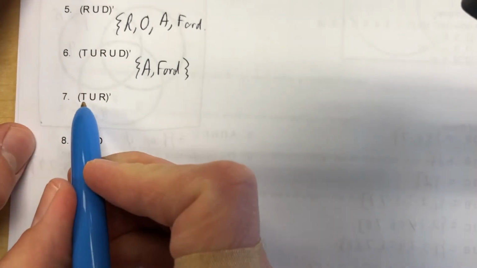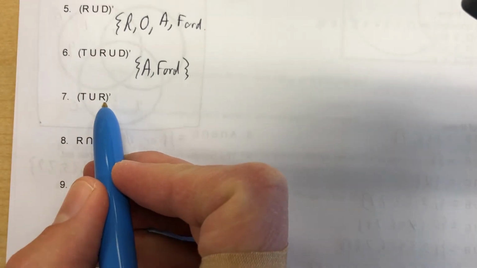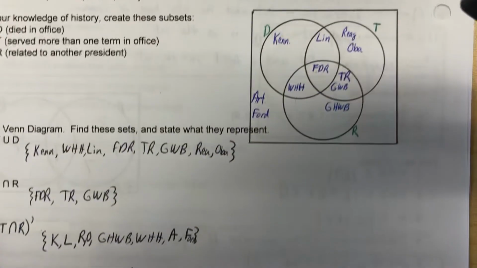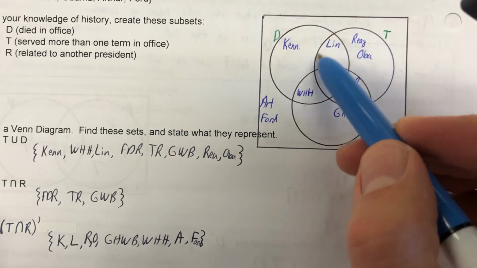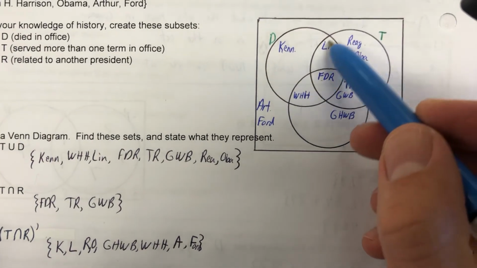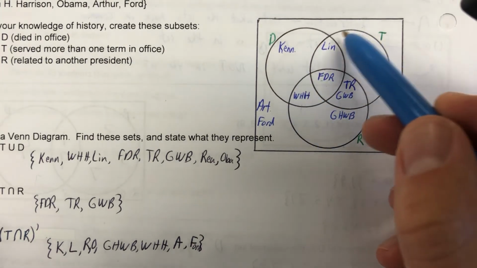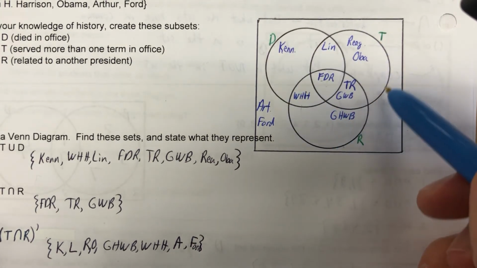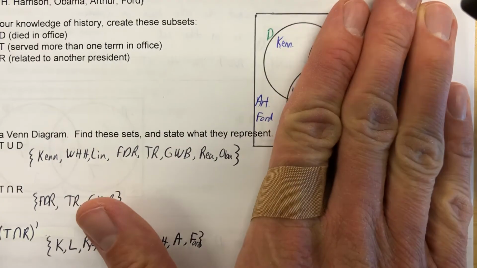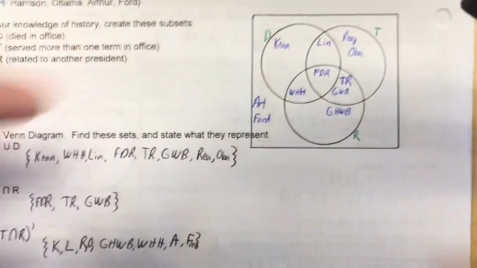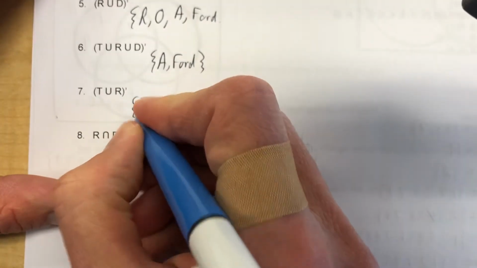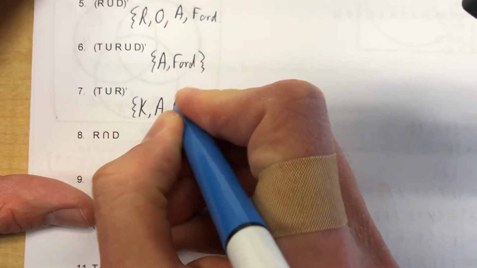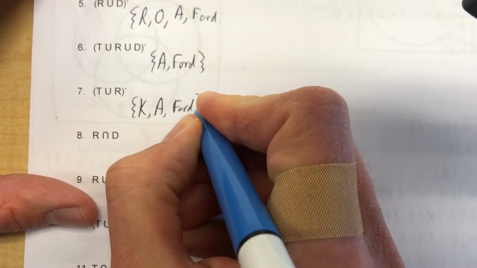Okay. T union R, let's figure that out, and then we'll do the opposite of that. So T union R would be all this right here. All that, that's T union R, but I don't want that. I want everything else. So not those. So it's going to be Kennedy, Arthur, and Ford. So Kennedy, Arthur, Ford.